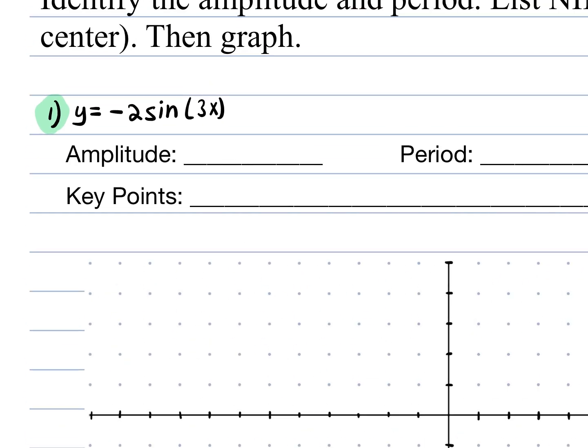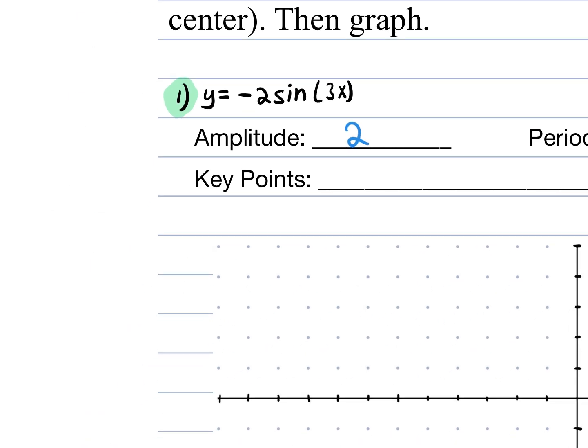Let's start with the amplitude. What is our amplitude in this case? 2. Where a lot of you are going to make mistakes is that some of you are going to write -2, right? It is not -2. Keep in mind your amplitude is always the absolute value of A, and A is whatever is in front of your function. So the absolute value of -2 is just 2.